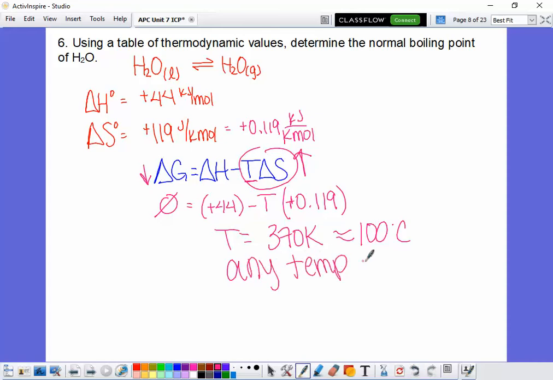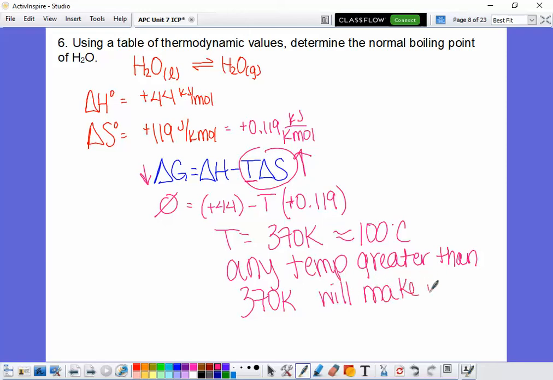any temp greater than 370K will make the process favorable. And that ends up driving this reaction up here to the right. Because remember, when delta G is 0, it's at equilibrium. It's kind of like in stasis there. Okay?